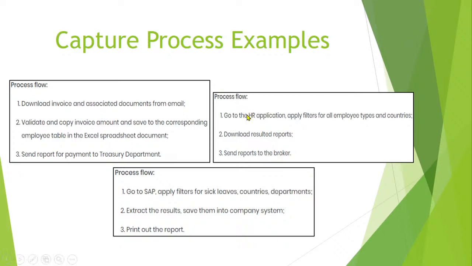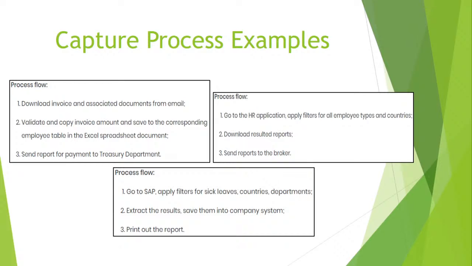And also when I go for the second example, I have an HR application where I need to filter all employees, download the results report and send it to the particular users. So here also I don't have any roadblocks or decision making. So I obviously select the create process. The same example comes here as well, where I will be having an application called SAP, filtering sick leaves, countries, departments, and then extracting the results, saving into the company system, and printing the report. So when I talk about all these three examples, I don't find any decision making or complexities in the process.